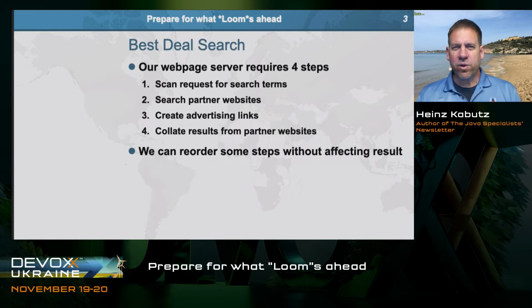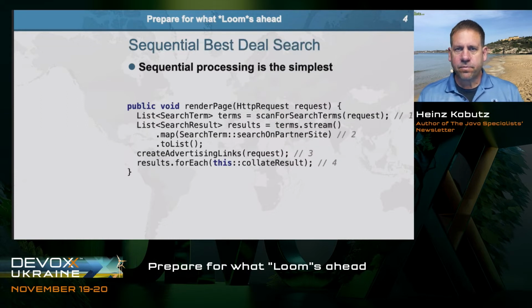Now, we can reorder some of the steps without affecting the final result. For example, we can create the advertising links at any time, and we could, in parallel, start collating the results whilst we're searching and whilst we're getting some results. So we can reorder things to some extent, but there are 4 main steps here.